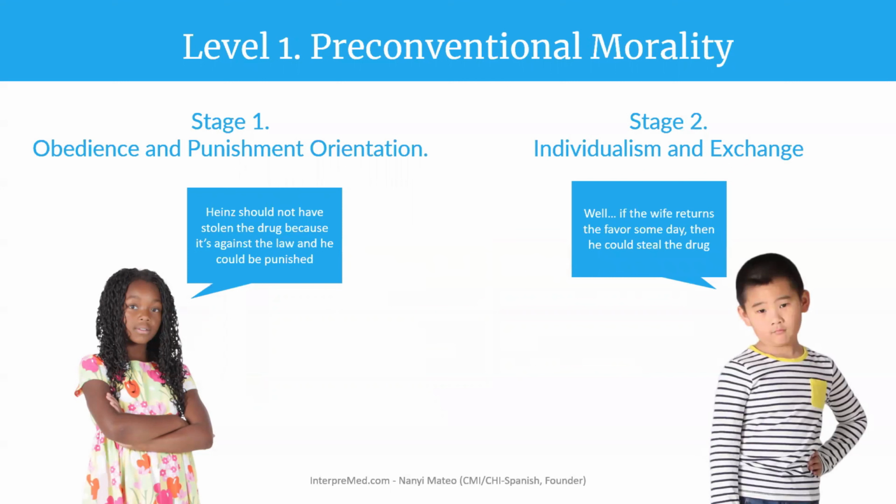Children at stage 2 recognize that there are multiple points of view, not just the one handed down by authorities. As a result, each individual can select the viewpoint that best suits their needs or is personally satisfying. For example, a child may respond that Heinz could steal the drug if he wanted his wife to leave, but he didn't have to if he wanted to marry someone else. Children may also think in terms of fair deals, as in, if you do something for me, I'll do something for you. For example, if Heinz steals the drug, his wife may someday repay the favor.